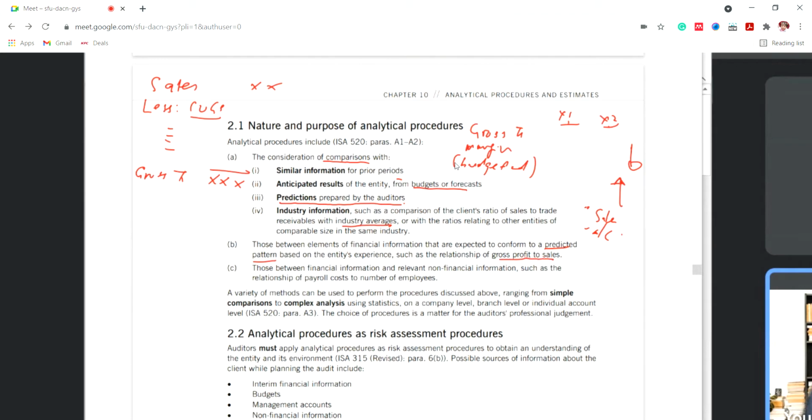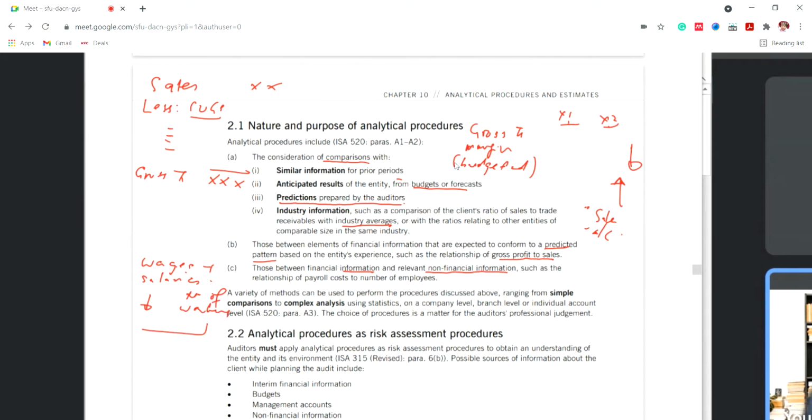And those between financial information and relevant non-financial information. So, yang ni selalunya untuk wages and salaries. Okay, let's say during the COVID situation, most companies, let's say your client company, terminate the employees. So now the amount of salaries or wages in the expenses should be reduced. Okay, you compare with the number of workers.